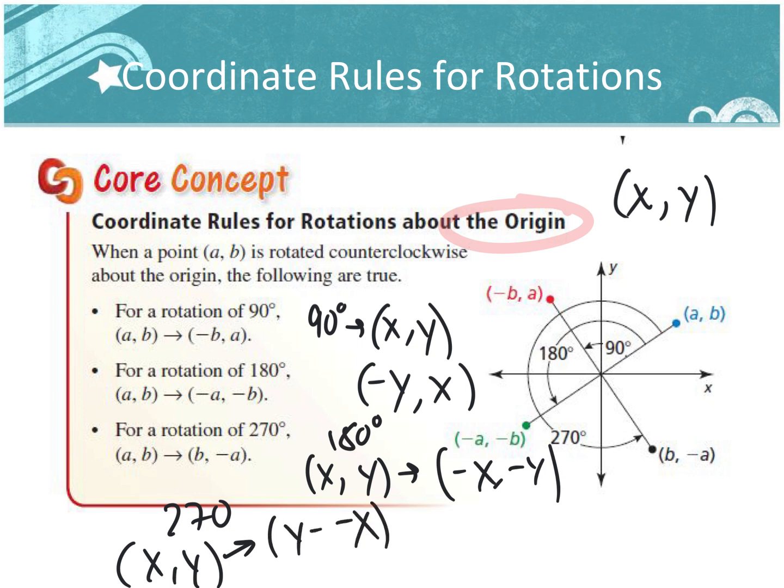It's just the rotation. You flip the letters, and then one becomes negative, depending on the rule. For 90, the new x becomes negative of the old y. For 180, they stay the same, they just both become negative. And for 270, the new y becomes negative of the old x.